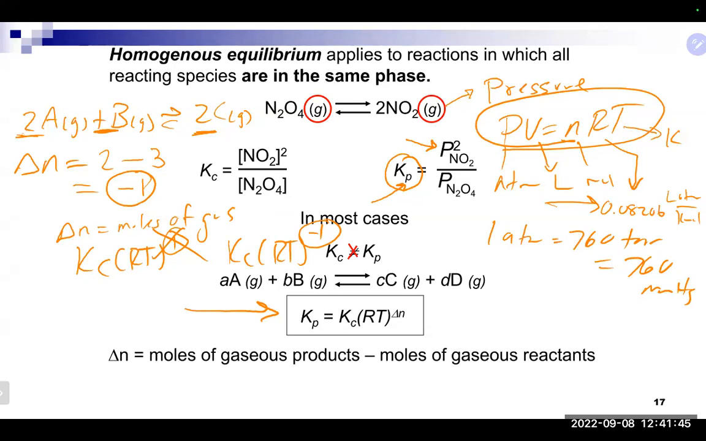Yeah. So if you have a reaction that doesn't have gases, it probably doesn't have pressure in that sense, and you wouldn't have a Kp expression. So you definitely need gases involved there to be able to write a Kp expression. Any questions on that there? All right.